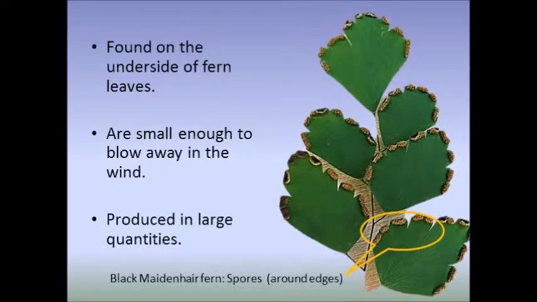Lastly is spore formation. Spores are most commonly formed on the underside of the leaf, as found in the black maidenhair fern. Plants have adapted to produce spores in large quantities and small enough for them to be carried easily on breezes and air currents.